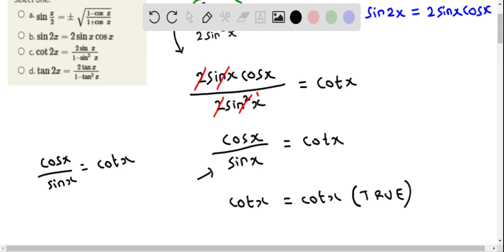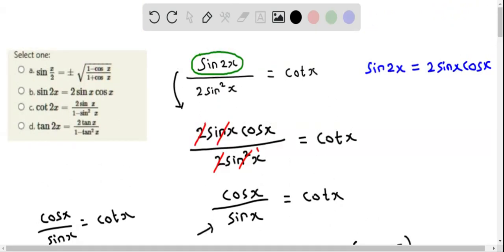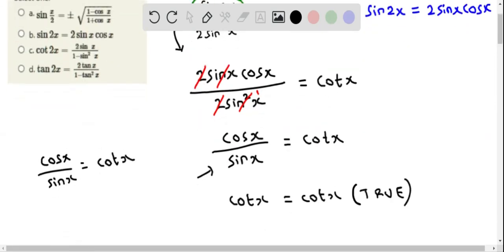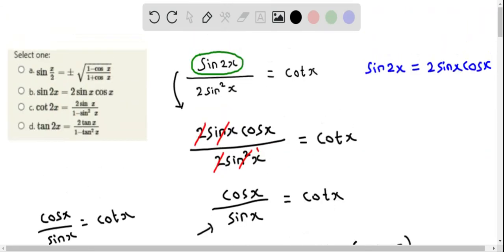So we have utilized this double angle identity to verify this left side expression equals right side expression. That is sine 2x equals 2 sine x cosine x. And this means we choose the option B. That is the correct answer.